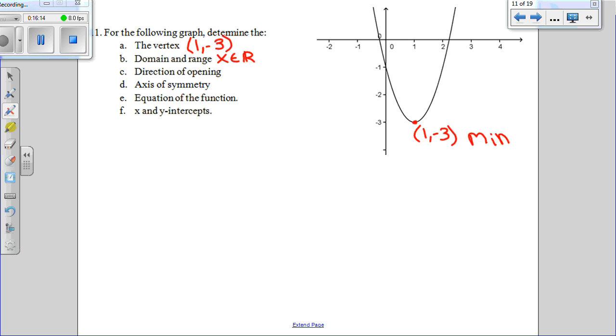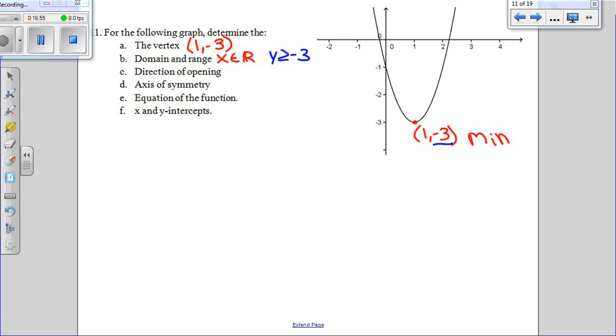The range is a little bit trickier. The range is asking you for possible y values. How high can it go? How low can it go? In this question, we have a low point, a minimum. So that means y will always be greater than or equal to whatever that low point is. In this case, the low point is at -3. So the range would be y is greater than or equal to -3. And you could throw y is a real number on the end of it, just to say any number greater than -3.